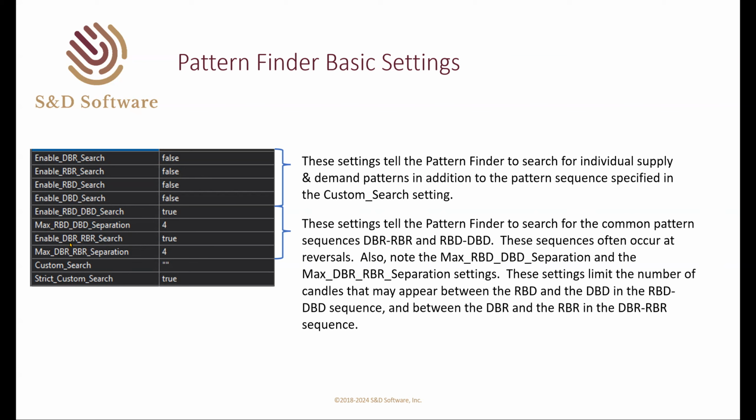Now, the next setting after that is the separation. And this is the maximum number of candles that may appear between the two patterns in the sequence. So you can have a rally-based drop, and by default, you can have no more than 4 candles before you have to have the leg in of the drop-based drop. If it's more than 4 candles, it's not going to qualify as the compound pattern.